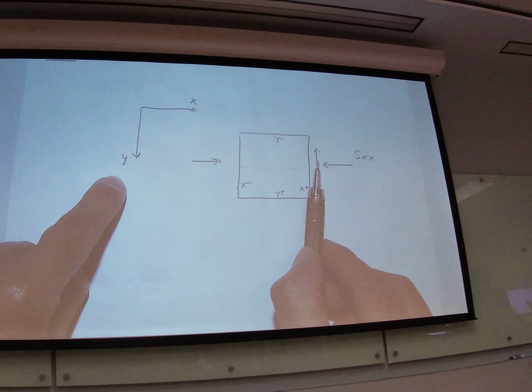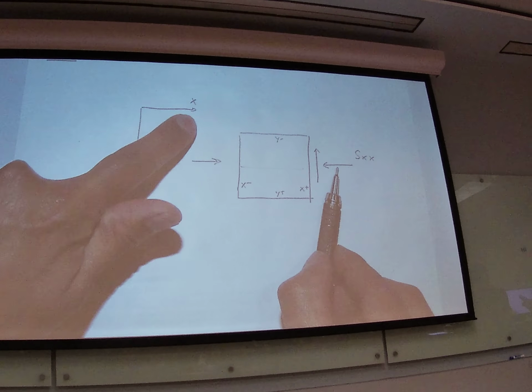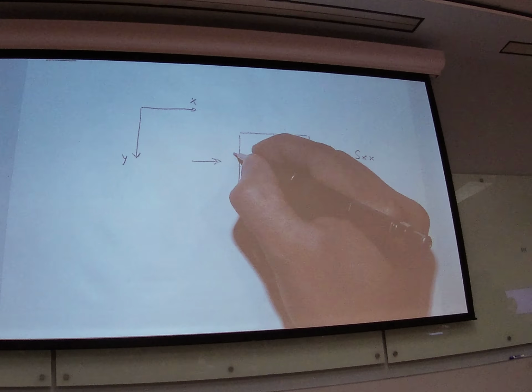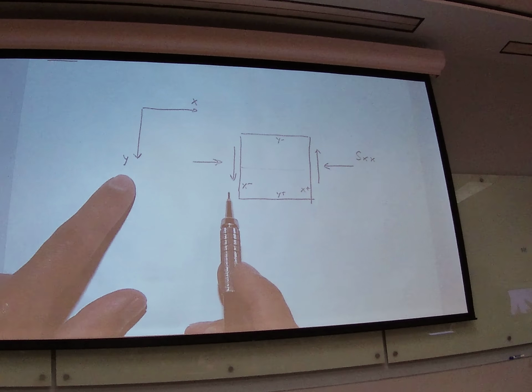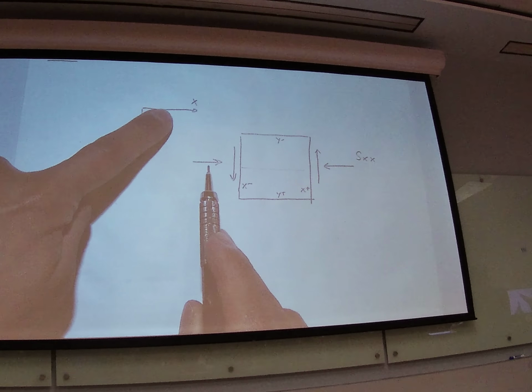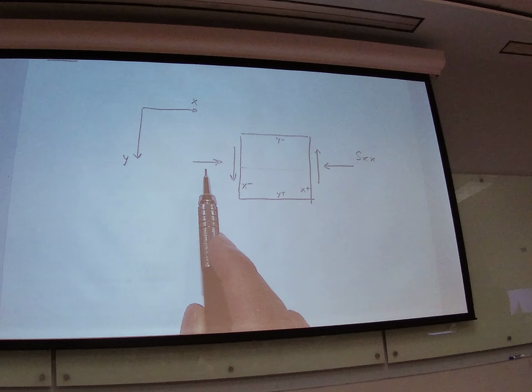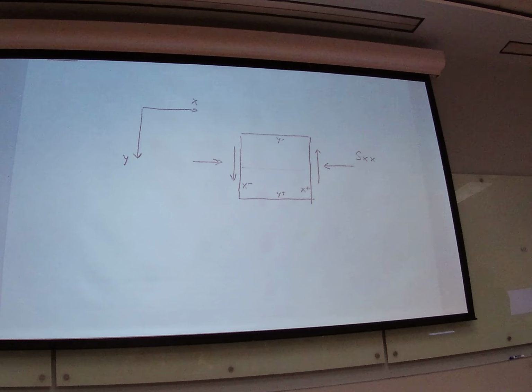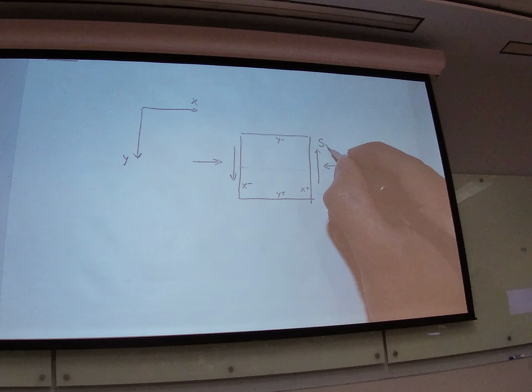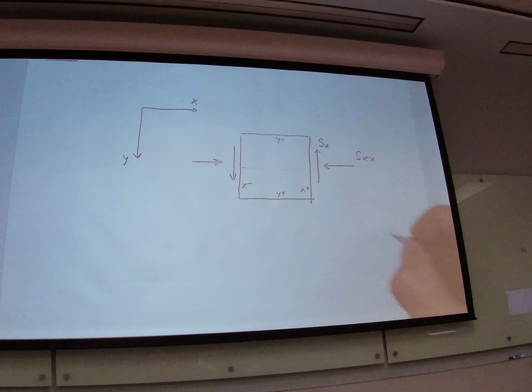Points opposite to this one, points opposite to that one. And on the negative phase, they point in the direction of the coordinate system. And this one is called S, X, Y.